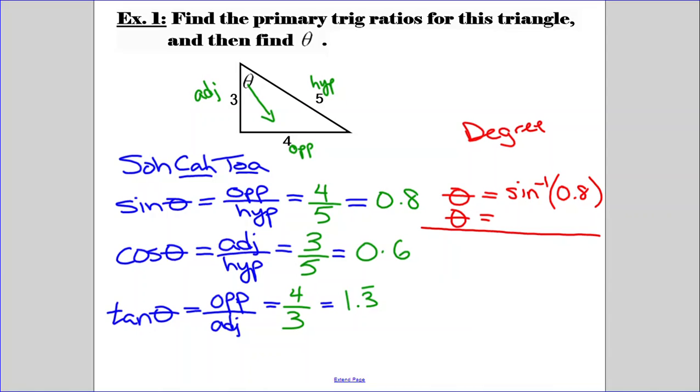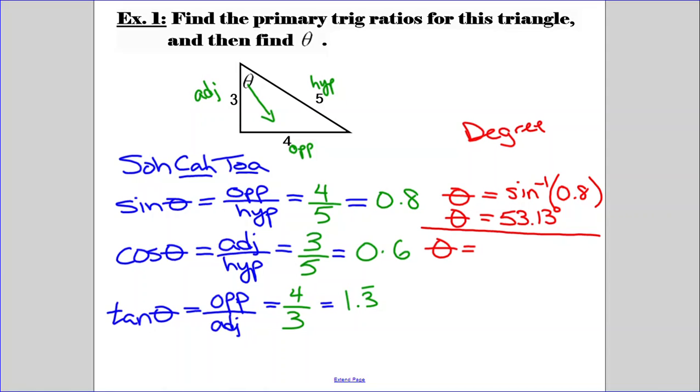So if I hit second function and go into mine, and I have this sine negative 1 of 0.8, I'm getting 53.13 degrees. So make sure that you can punch in your numbers to get that same value. That's going to be really important.